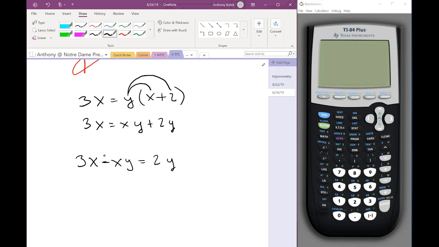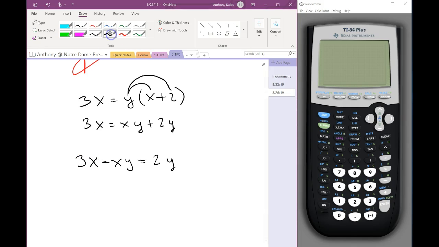Now, I have x's in two different spots now. I have 3x and I have xy. I can't combine them because they're not like terms. What should I do here? Matt? Well, the problem is that I don't have a y here. So if I try to divide by y, I'm going to have 3x over y, which is going to be a little bit of a problem.